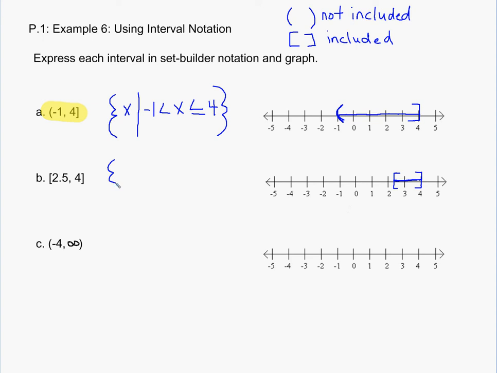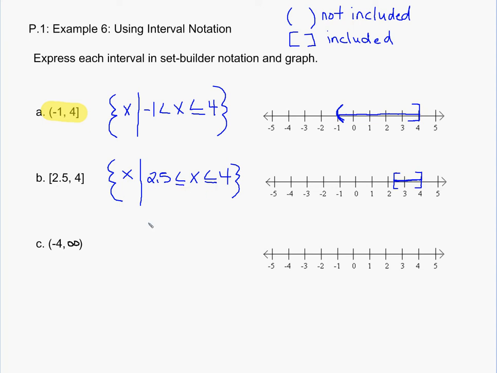Set builder notation, I'm going to start with my curly brackets. X is my variable such that x is going to be greater than and equal to 2.5 and less than and equal to 4. You'll see that my inequalities both have an equal sign, and I have also two square brackets to correspond with those equal signs.